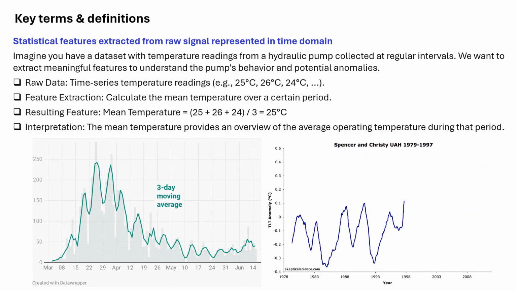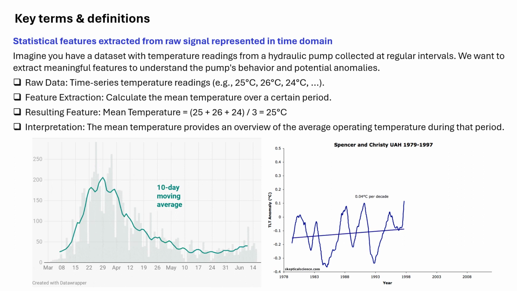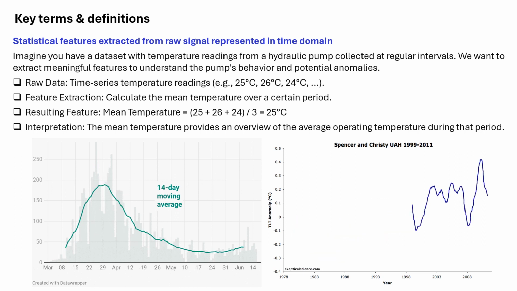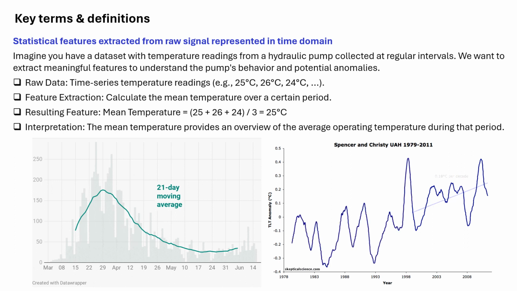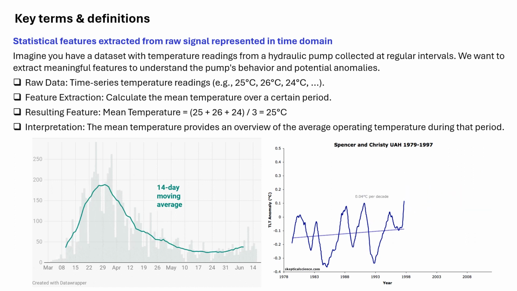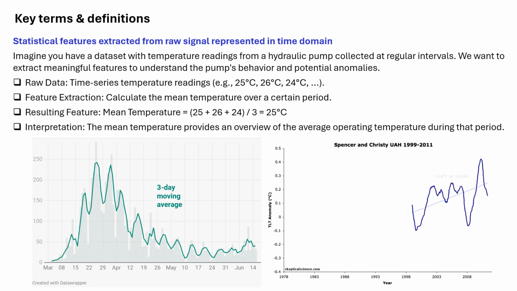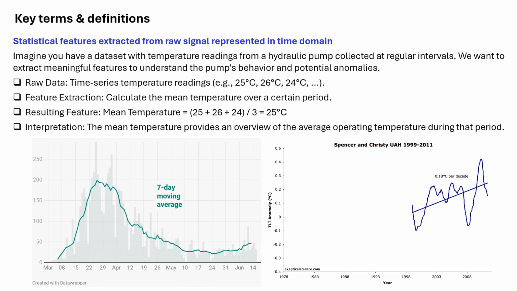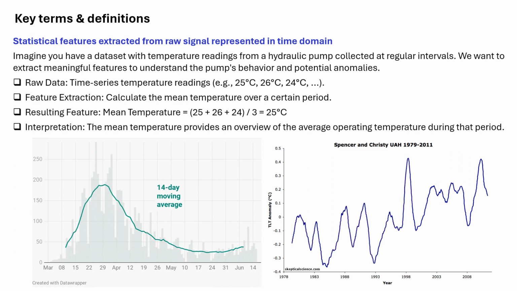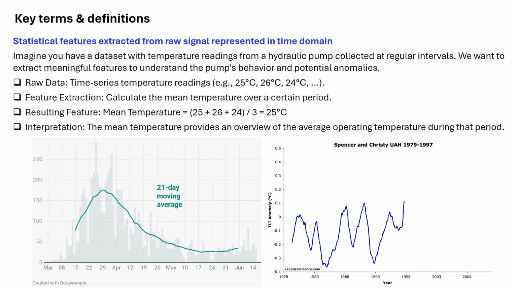Let's consider this case in detail. Imagine having a dataset with time series temperature readings from a hydraulic pump collected at regular intervals. The goal is to extract meaningful features to understand the pump's behavior and potential anomalies. In the raw data, we have temperature readings like 25 degrees Celsius, 26 degrees Celsius, 24 degrees Celsius, and so on. For feature extraction, we calculate the mean temperature over a certain period by considering summation divided by number of observations.